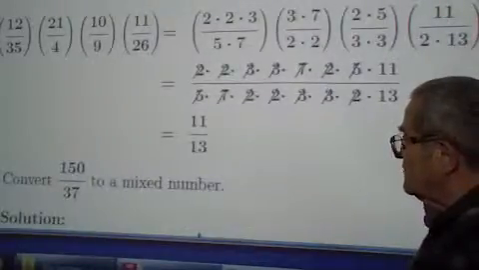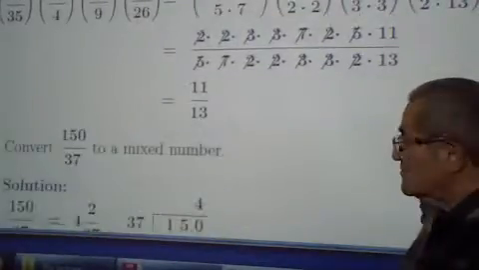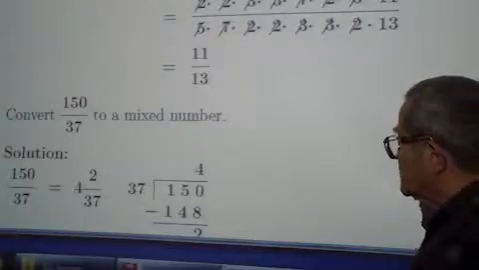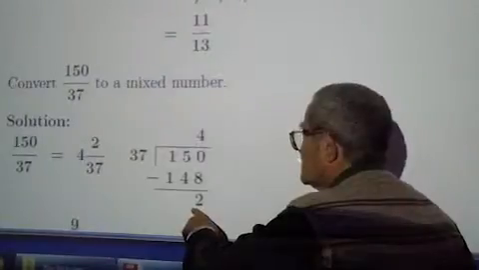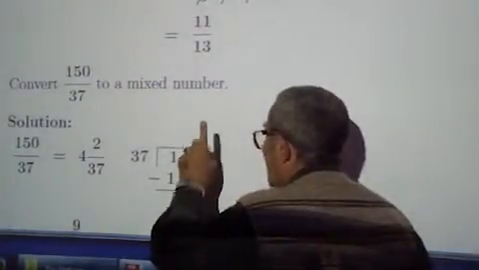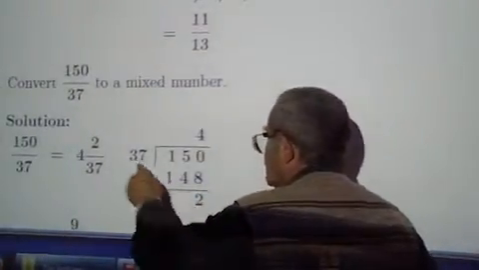Convert 150 over 37 to a mixed number. Well, we divide. And 37 goes into 150 4 times with a remainder of 2. So 4 and 2 over 37.